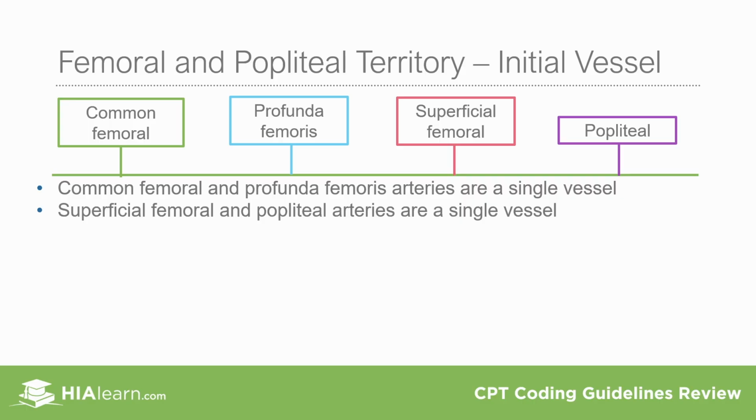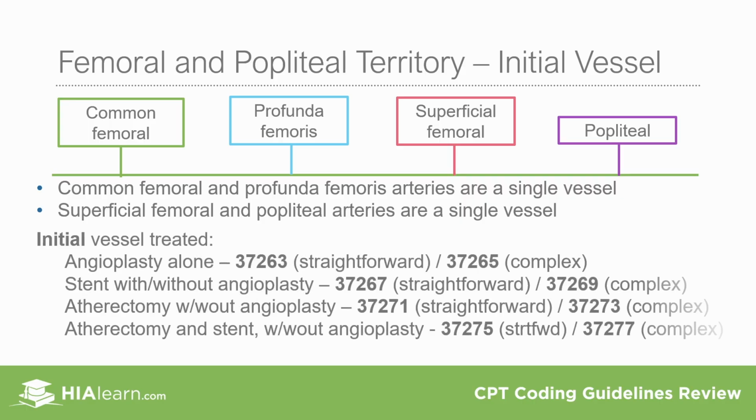All intervention types, angioplasty alone, stent placement, atherectomy, or atherectomy with stent placement, all either with or without angioplasty, are reported based on intervention type and by whether the lesion treated was straightforward, codes 37263, 37267, 37271, and 37275, or complex, codes 37265, 37269, 37273, or 37277.